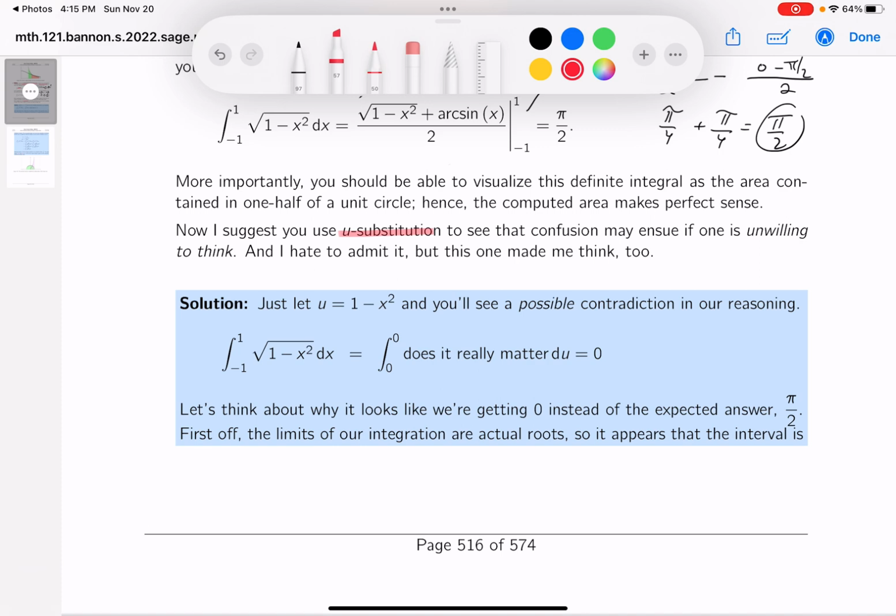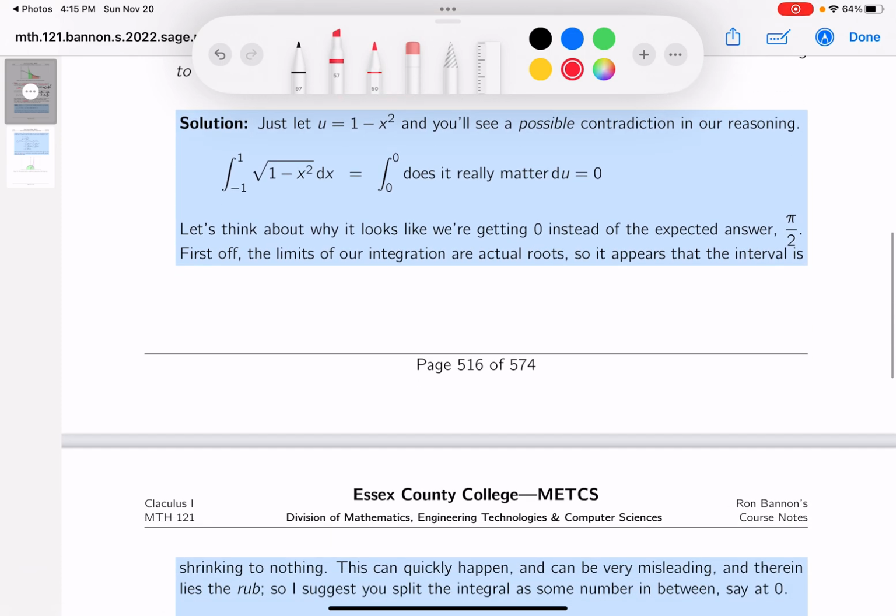So let's go through it. They're asking you to do U substitution now. The only U substitution I could think of that might possibly work is to let U equal this thing over here. If U equals 1 minus x squared, typically you change the limits of integration. What's surprising here is that at -1, U evaluates to 0, and at 1, it also evaluates to 0.